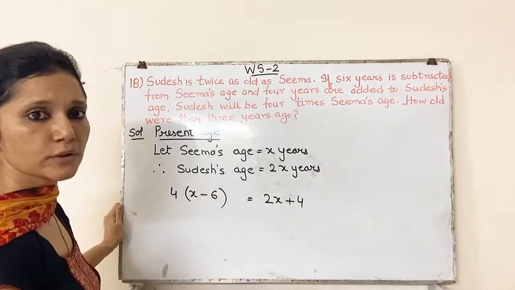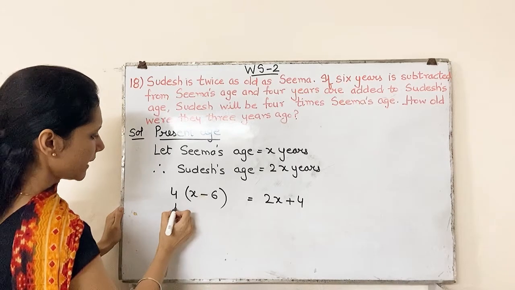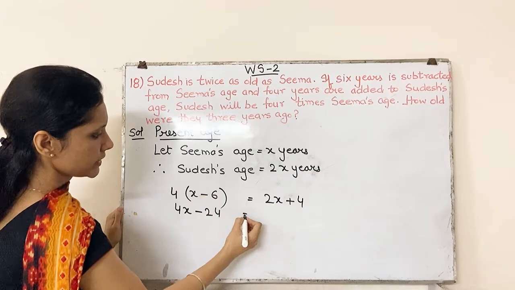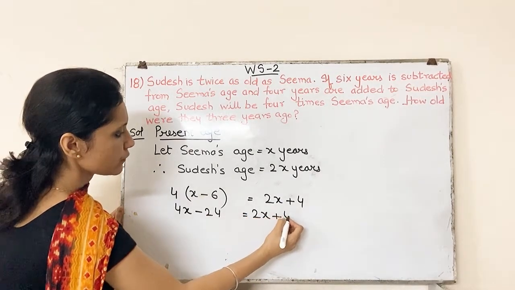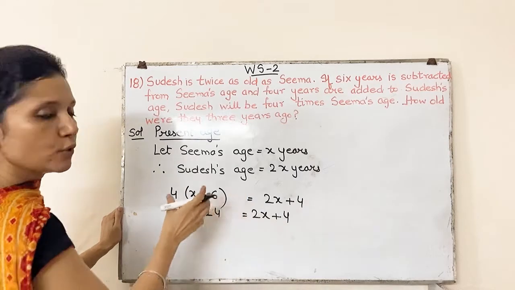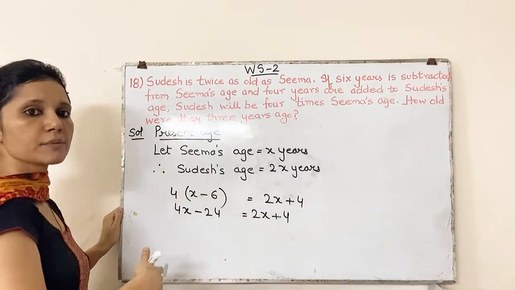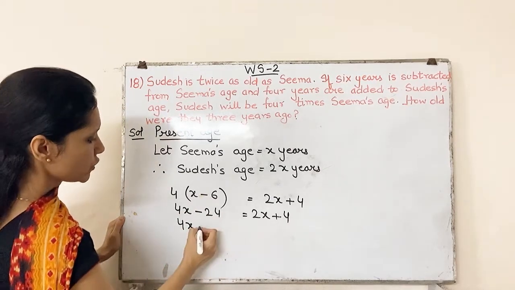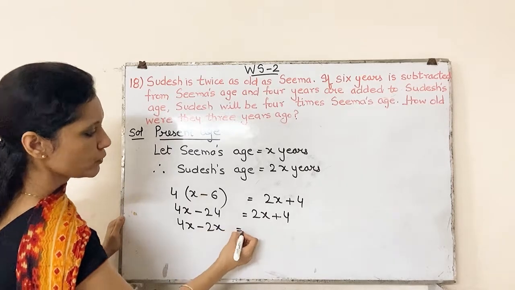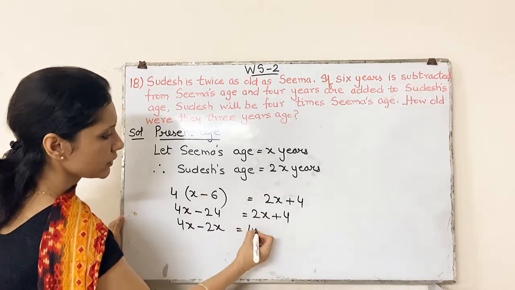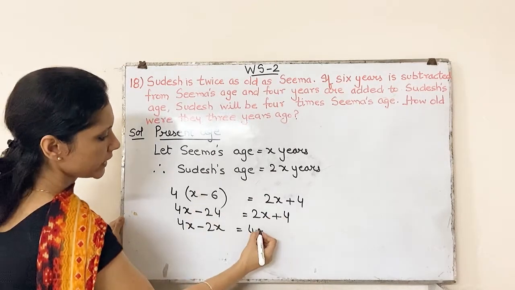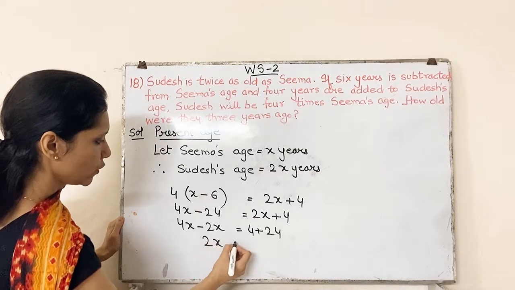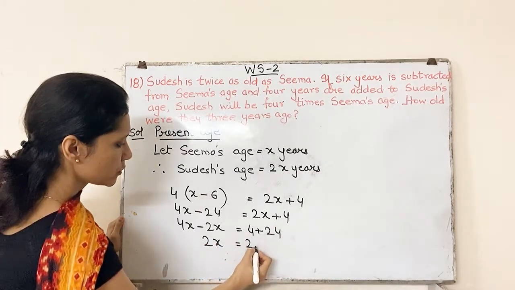Now let's solve to find out the value of x. So we'll open the bracket. 4 into x is 4x, plus minus minus 4 6 are 24, is equal to 2x plus 4. As I told you, whenever there is a bracket, you have to open up the bracket. Now bring all the terms having the variable x on one side. So 4x is already on this side, plus 2x when it comes to this side would become minus 2x. Then the constant on the right side is 4, minus 24 when it comes to this side would become plus 24. 4x minus 2x is 2x and 24 plus 4 is 28.